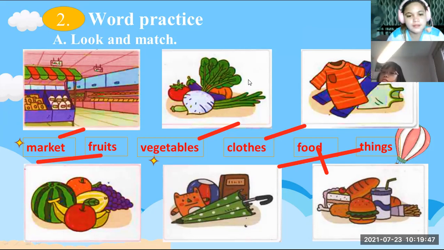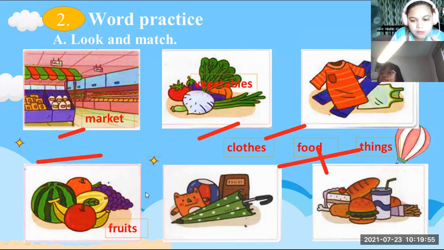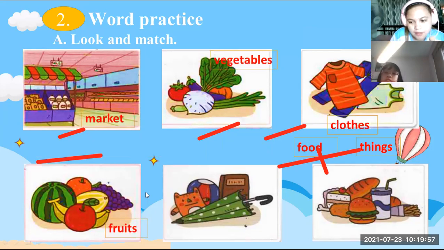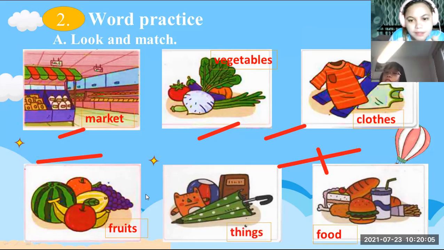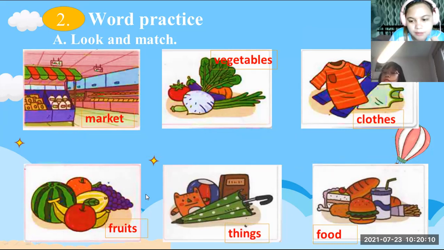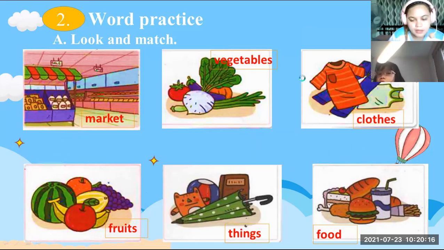Okay, so let's check now, Han. Okay, this is market, correct? Fruits, correct? Vegetables, correct? Clothes, correct also? Food is correct, and things is also correct. Okay, good job, Han. Okay, wait a minute. Let's put some score here. So you got the perfect score of 6 points. Very good.